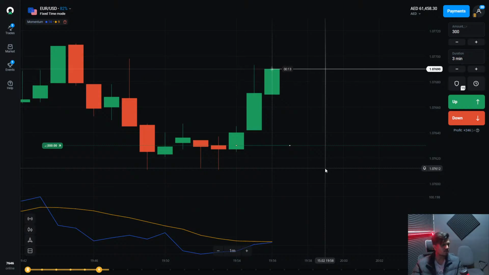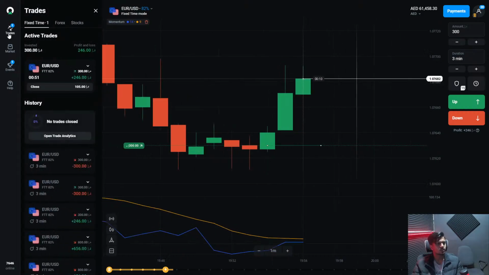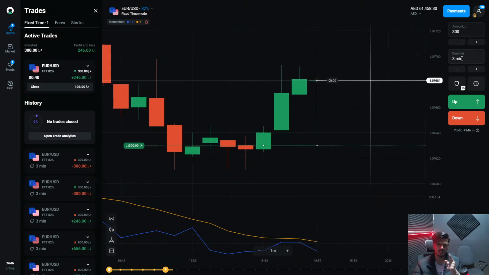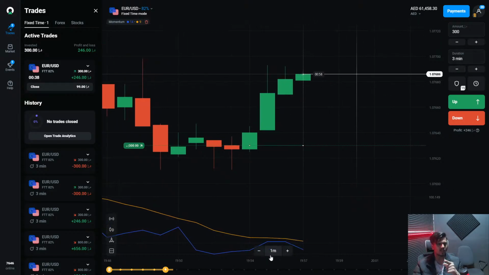So guys, what I told you, this is a 100% profitable trade, as you can clearly see with your own eyes. I chose the 3 minute trade duration. You can see the trade duration here, 3 minutes, and this time frame is 1 minute.